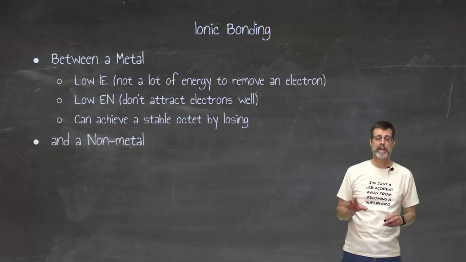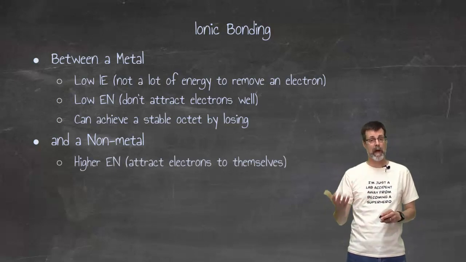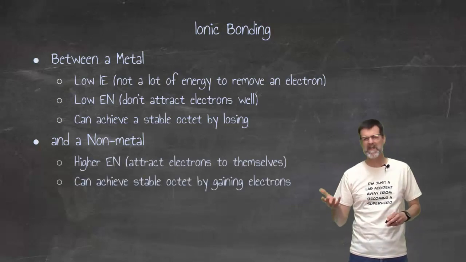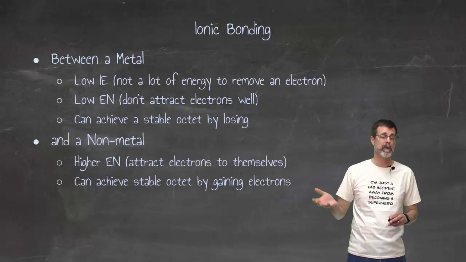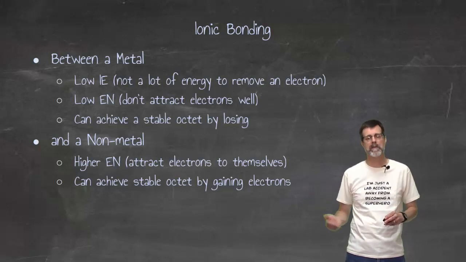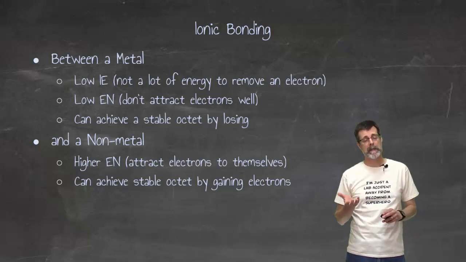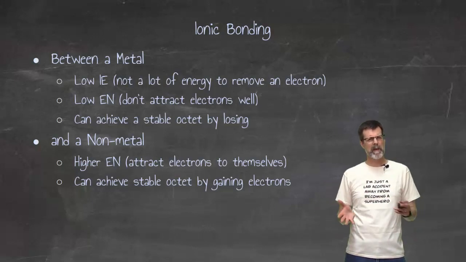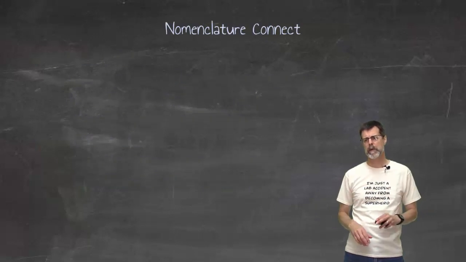And then the non-metal, as I mentioned, kind of has the opposite. It's going to have a higher electronegativity, and it doesn't really matter about its ionization energy, although it will also be higher because losing an electron was not really one of its possibilities. And then by gaining electrons, I can achieve a stable octet. So it seemed like a match made, perfectly set up for it.